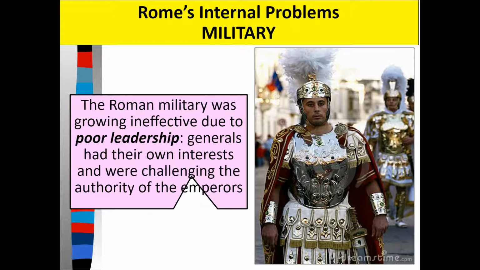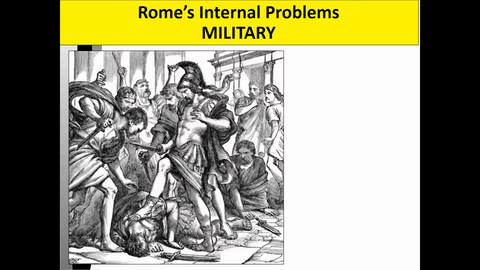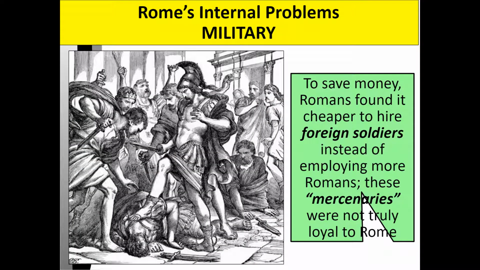They're challenging the authority of the emperors, and to save money, Romans are finding that it's cheaper to hire foreign soldiers instead of employing more Romans. So then you have your army made up of mercenaries. Well, mercenaries will fight for you as long as you're winning. But as soon as it looks like you're going to lose, the mercenaries will probably bounce. So mercenaries, right, are soldiers for hire.